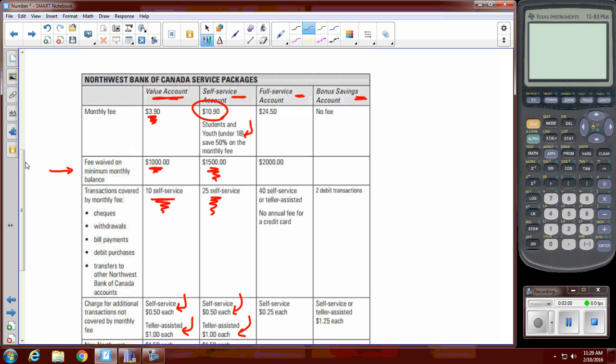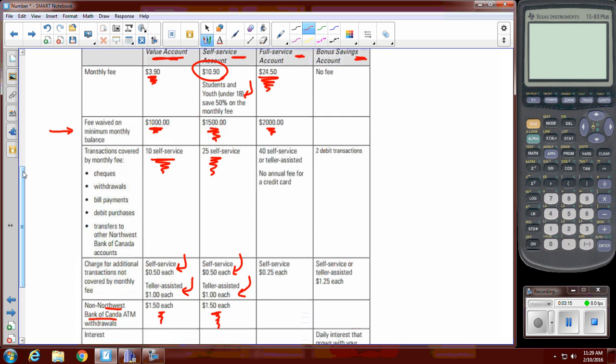The full service account, you can see this is the most expensive account out there, $24.50. And they'll waive that fee if you can keep $2,000 in your bank account every month. So as long as you don't dip below 2,000, they're going to not charge you that $24.50. But this is why you're paying for more.